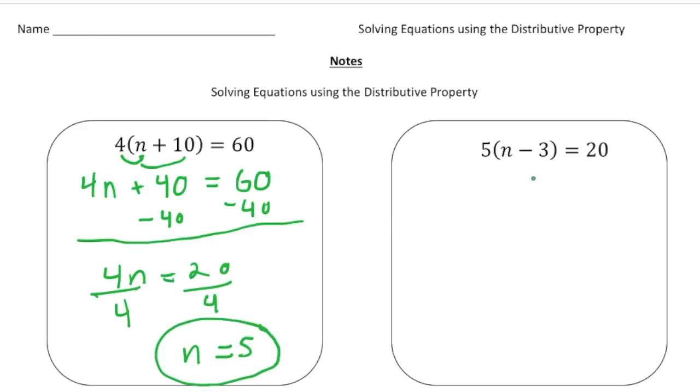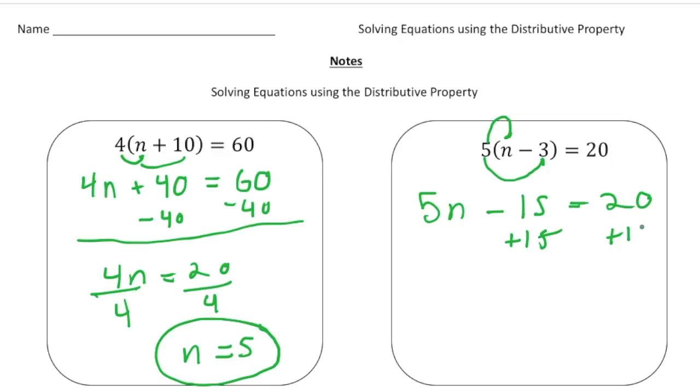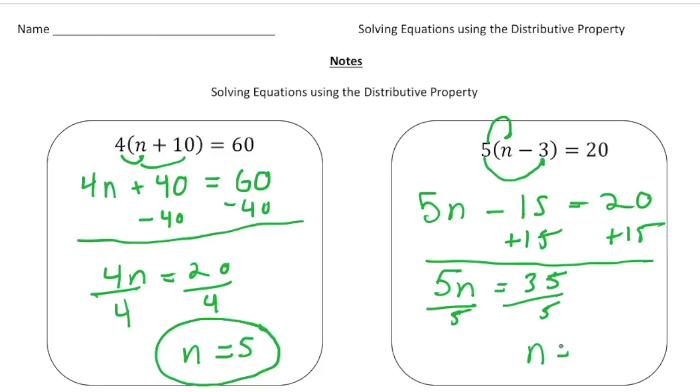All right, next example. Here we have 5 groups of n minus 3 equals 20. So again, I'm going to distribute the 5 to both the n and the minus 3. So that's going to be 5n minus 15 equals 20. And then add 15 to both sides. So that leaves us with 5 times the number equals 35. And then divide both sides by 5. And n is going to equal 7.